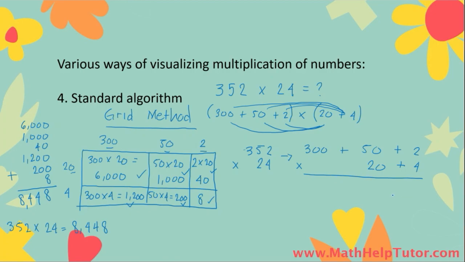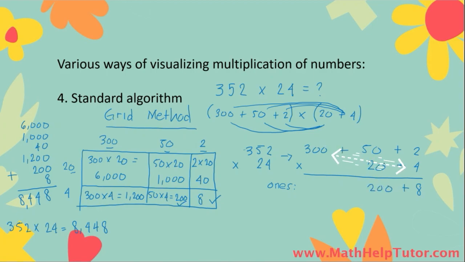And then we can add the results of the multiplication steps. So what we do now is let's multiply each place of the first number to each place of the second number. So let's do the ones place first. So 2 times 4 is 8, which is this region in our grid method. Let's put a plus here. 50 times 4, which is this one, is 200.